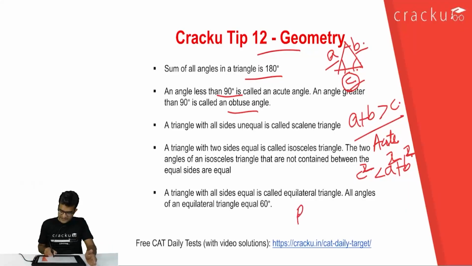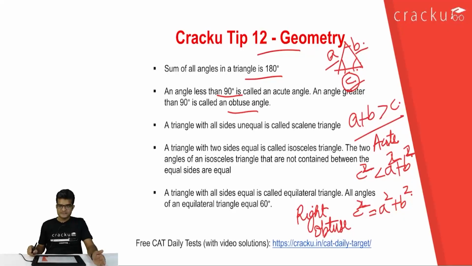If it is a right angle triangle where one of the angles is equal to 90 degrees, then C square, that is the longest side, the hypotenuse, is equal to A square plus B square. This is true in right angle triangles. If you are looking at obtuse angle triangles where one of the angles is greater than 90 degrees, then the square of the longest side, C square, is greater than A square plus B square.